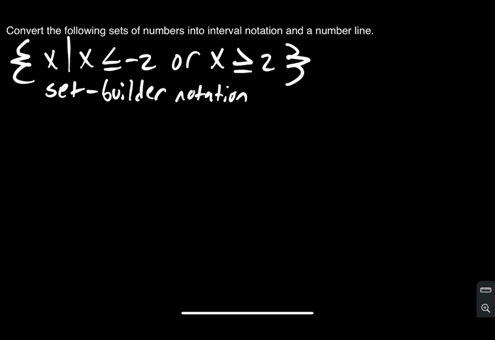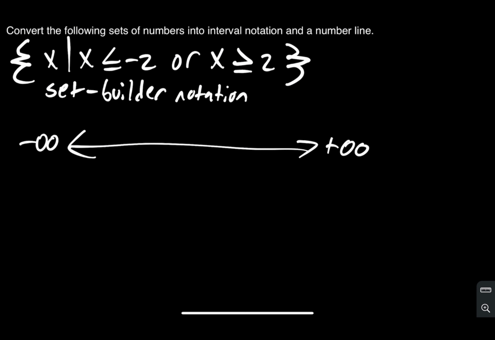Whenever you start off in set builder notation, you want to make the number line first and then go to interval notation. So we have the number line right here. Negative infinity is going to be towards the left and positive infinity is going to be towards the right. We have the values -2 and 2. So we plot those points.